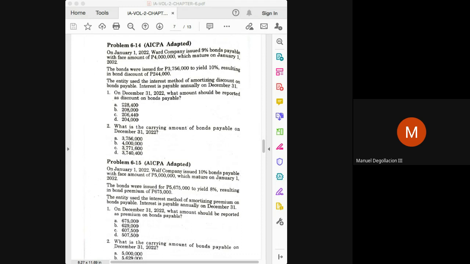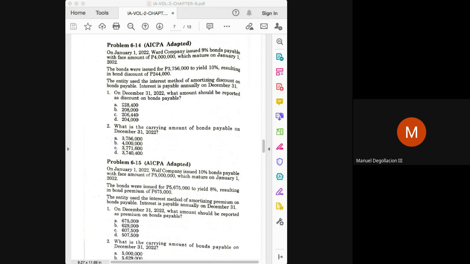Now, on the other side, what if it is issued at a premium? What does that mean? You are getting more than the value of the bond. I think that's actually the scenario in problem 6-15. In problem 6-15, the face value is 5 million, but you received 5,675,000. But how much will you be paying upon the maturity of the bond? Only 5 million. So you can actually say you have a gain of 675,000. You have saved 675,000 because you received 5,675,000, but you will only be returning 5 million.